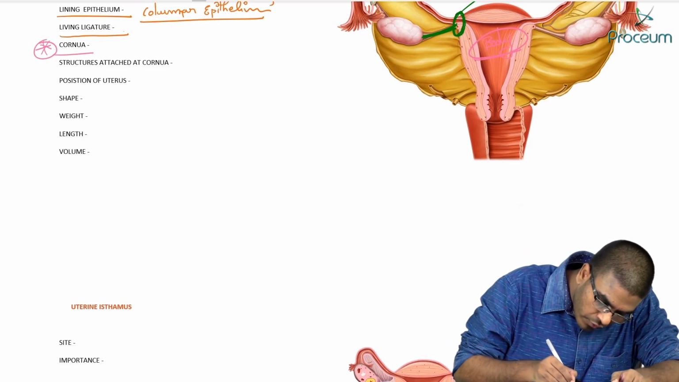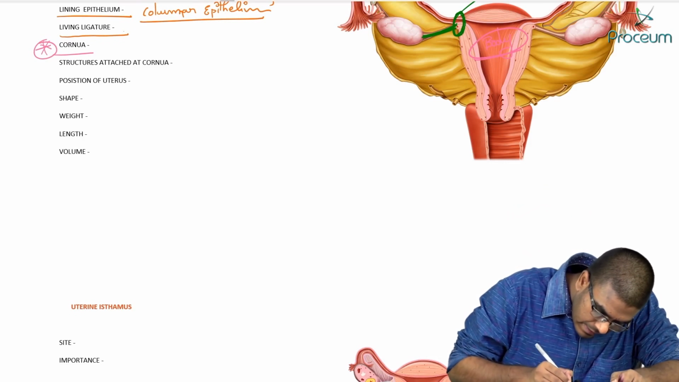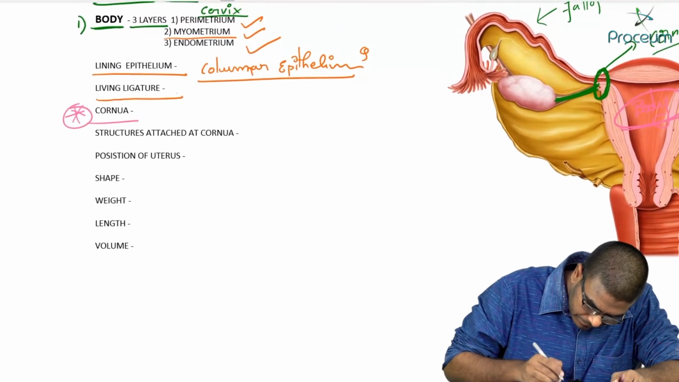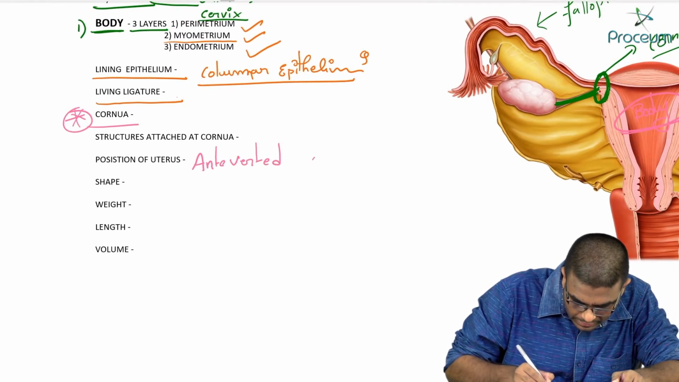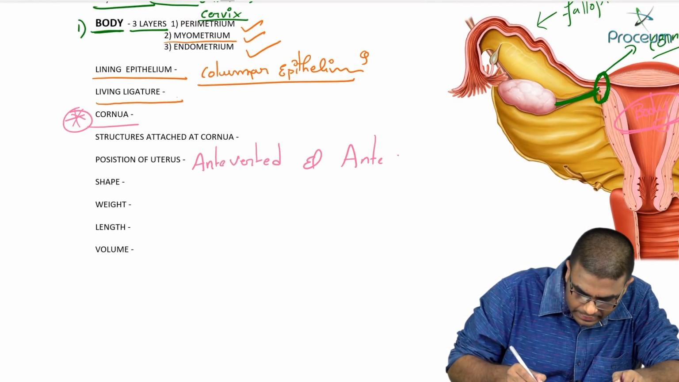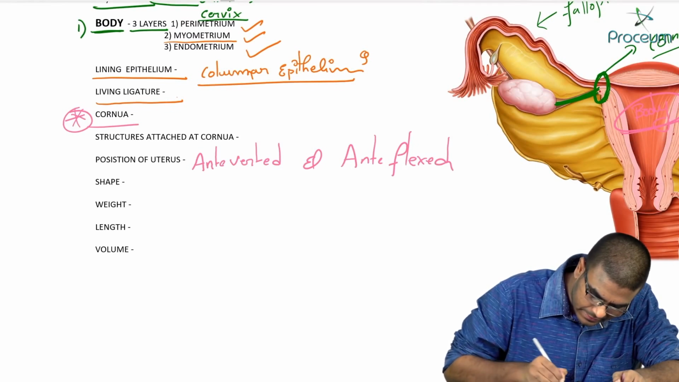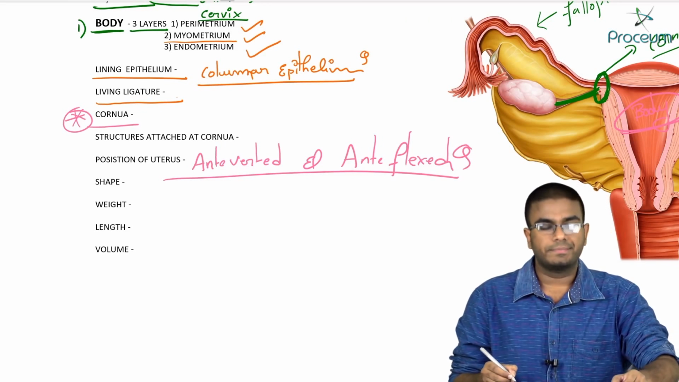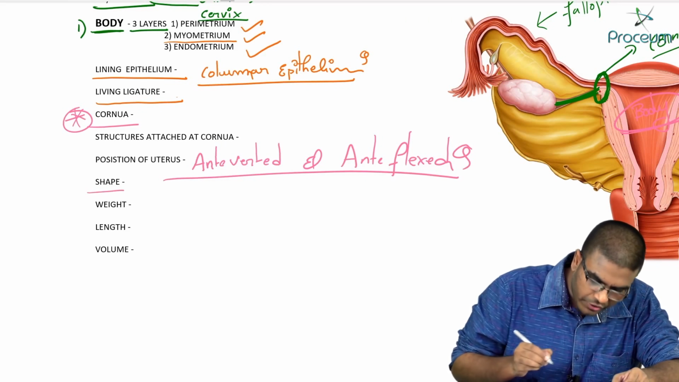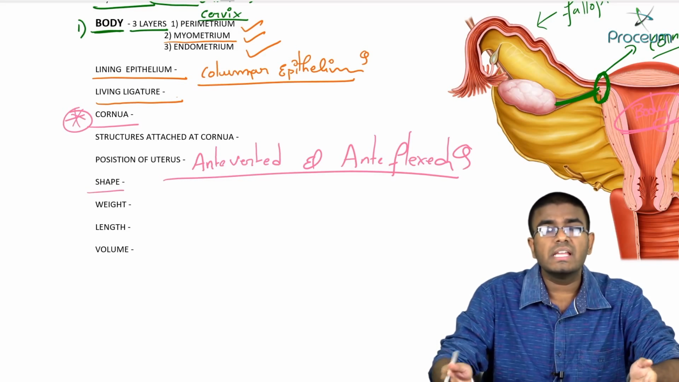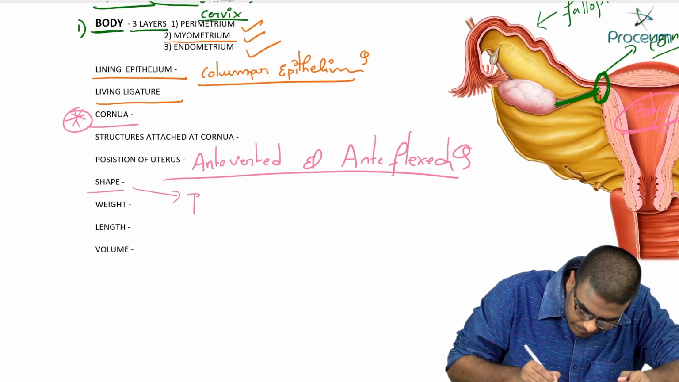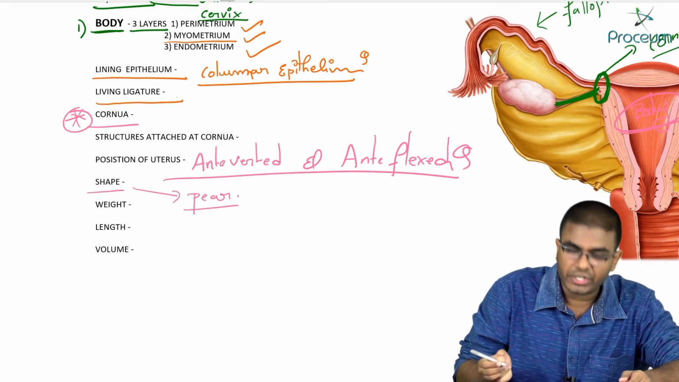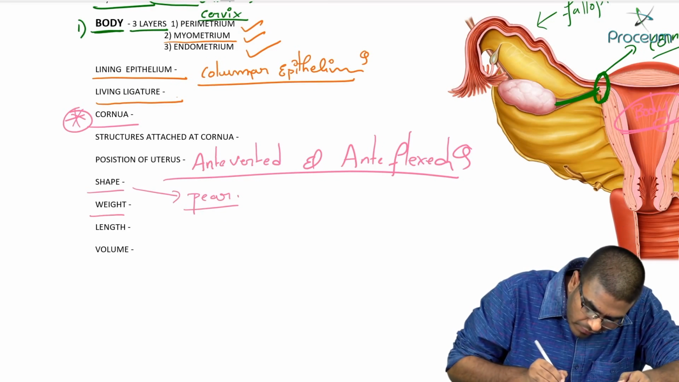So the position of the uterus is anteverted and anteflexed. Okay, very important. Now, shape of the uterus. What is the exact shape of the uterus, guys? Uterus is something like a pear. Pear shape. What is the weight of the uterus, guys?